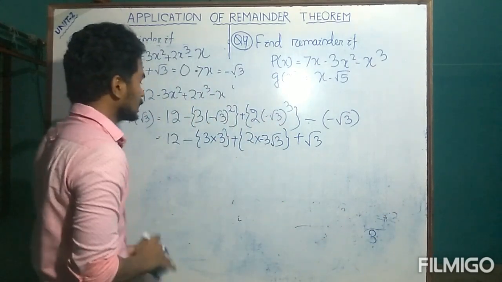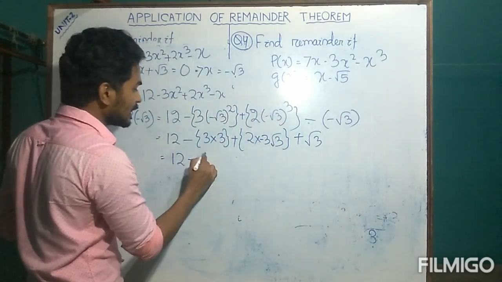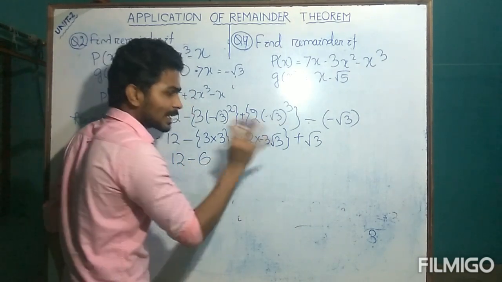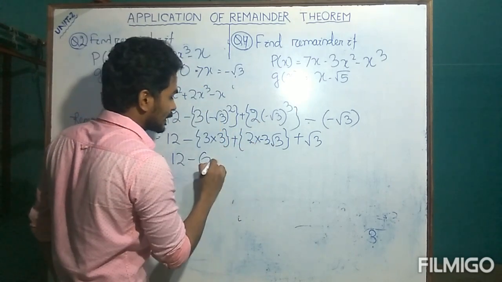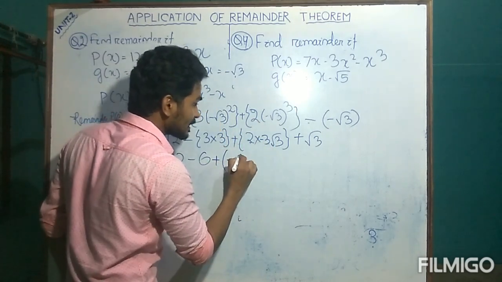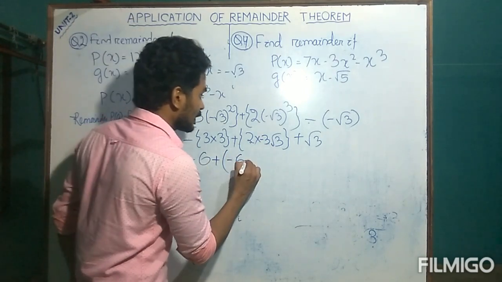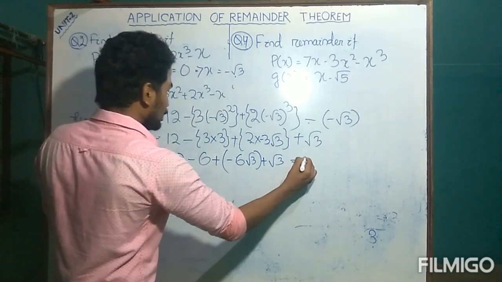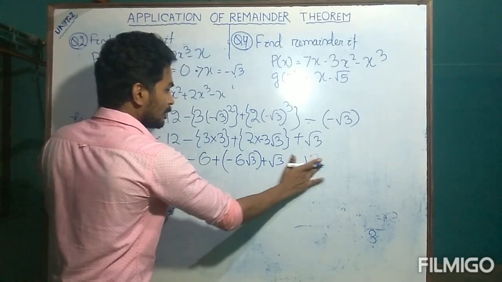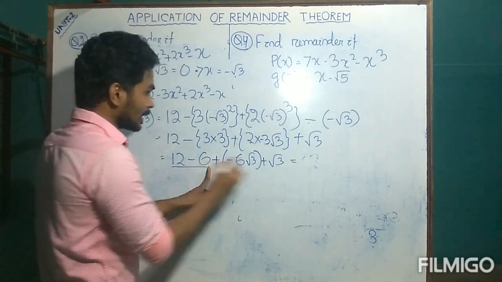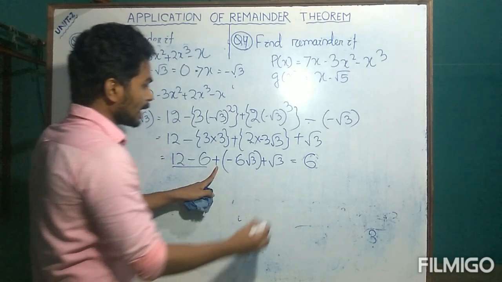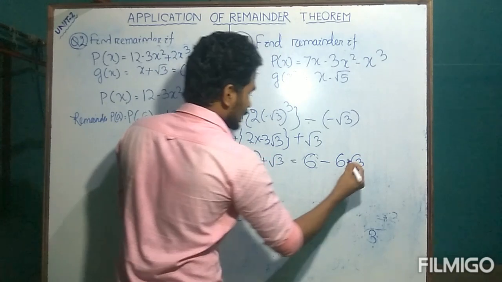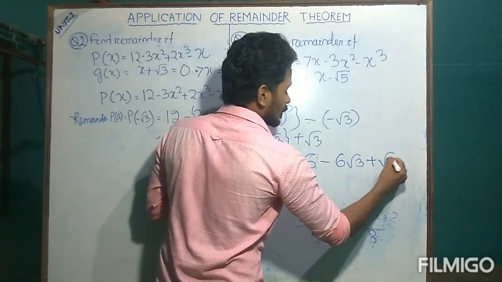Then it will be 12 minus 3 into 3 is 6. See here, these are two rational numbers, so they can be multiplied. So 2 into 3 is 6, minus 6 because it is minus. Then root 3, then plus root 3. Then in the next step we have 12. As we have 12 minus 6, it will be 6. Plus minus is minus 6 root 3 plus root 3.